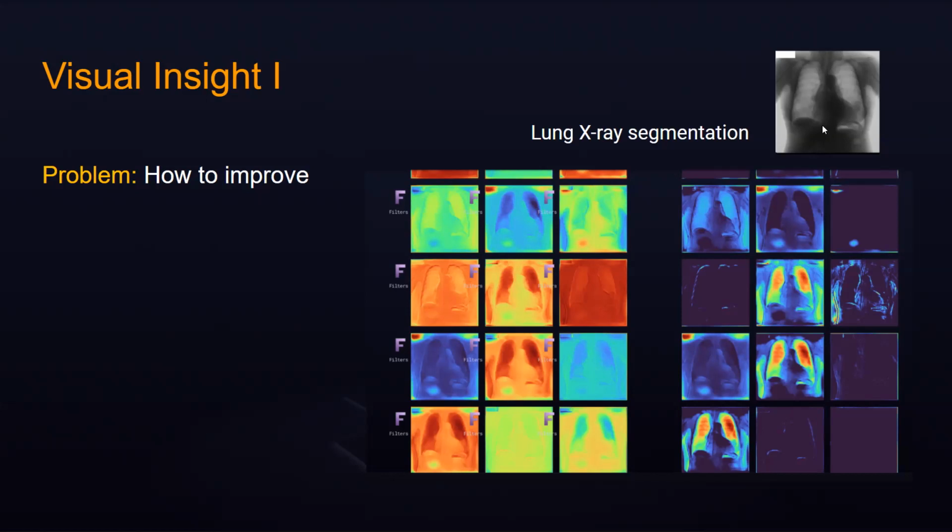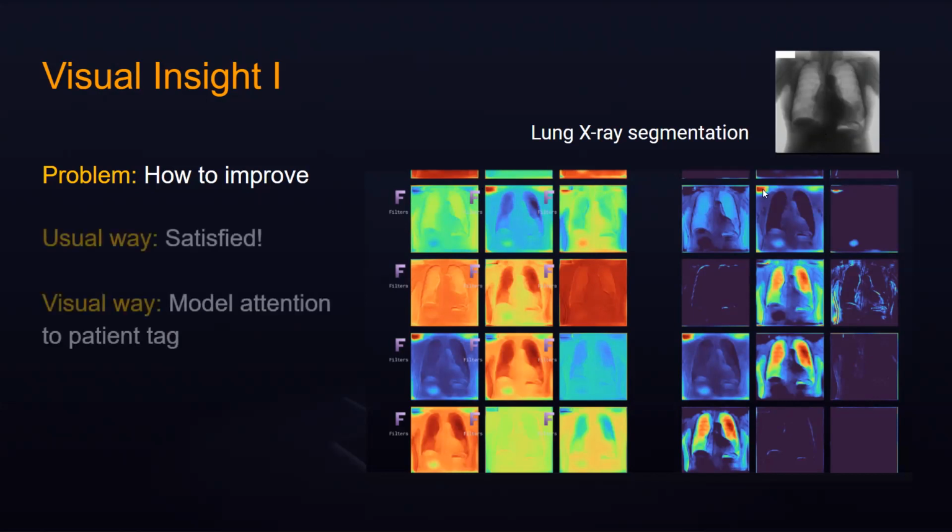This is one example where we were trying to segment the lungs from X-ray data, and we had very good results, so we were happy. But just out of curiosity, we wanted to see what the model sees inside the network, and we noticed some strong activation at the top corner of the images in different layers. We realized that the network is paying more attention to the tag compared to other parts, and this tag was used to make the data anonymous. We realized that maybe by cleaning the data, we could improve the segmentation.